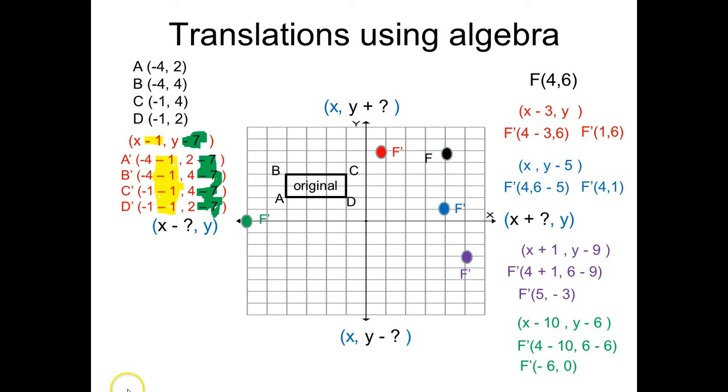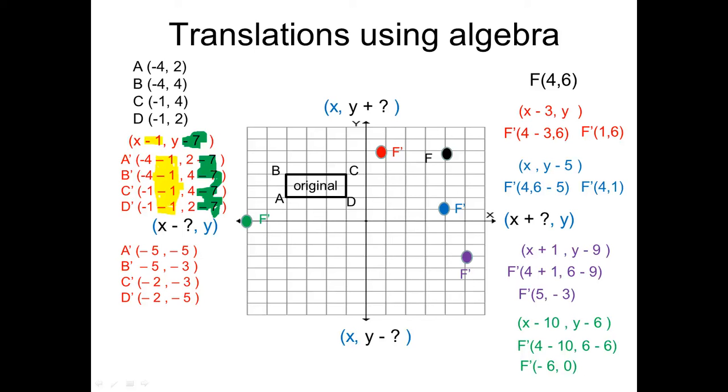So now we have to apply our integer rules, and this is the only spot where you might get a little stuck if you're not very proficient on your integer rules. Negative 4 minus 1 is negative 5, and 2 minus 7 is negative 5. So my new A prime is negative 5, negative 5. B prime, negative 4 minus 1 is negative 5, and 4 minus 7 is negative 3. C prime, negative 1 minus 1 is negative 2, and 4 minus 7 is negative 3. And D prime, negative 1 minus 1 is negative 2, and 2 minus 7 is negative 5.